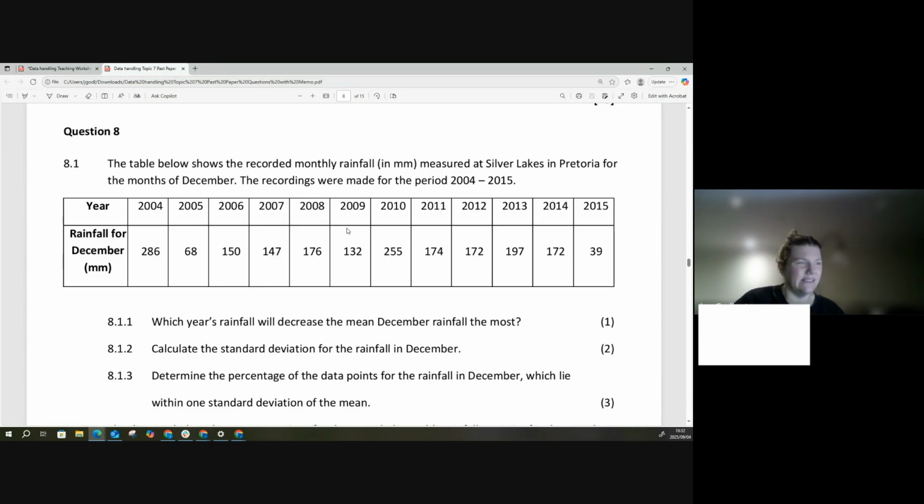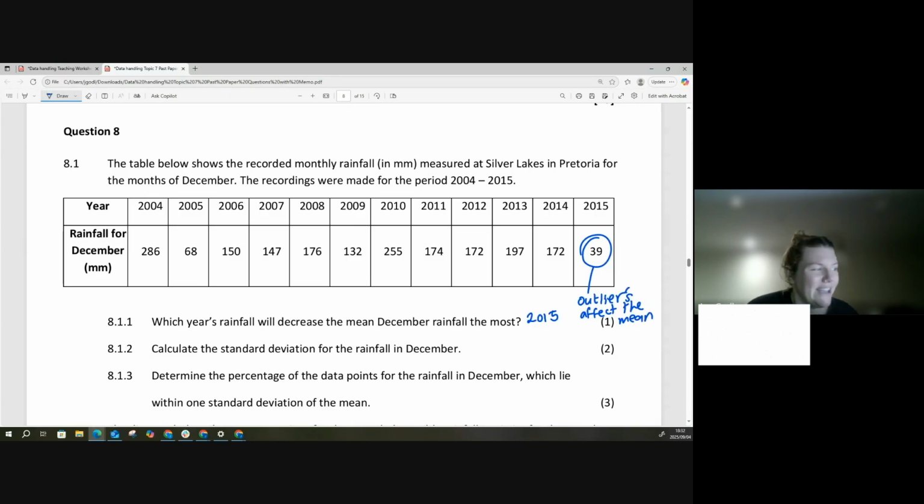What is this essentially asking? It's asking us something. Yeah, good. We wonder why. Good, because it's an outlier. And outliers affect your mean. Good, okay.